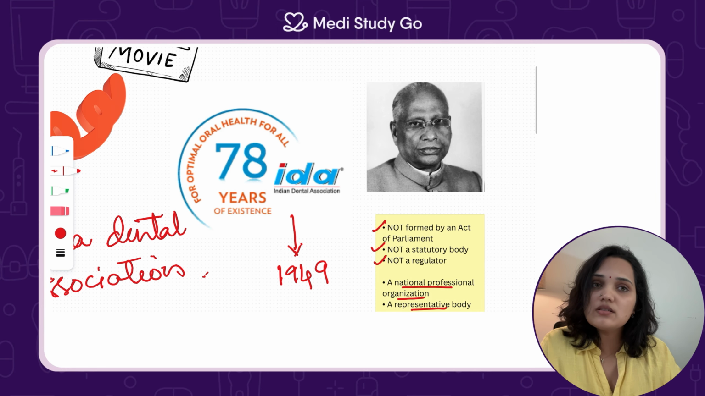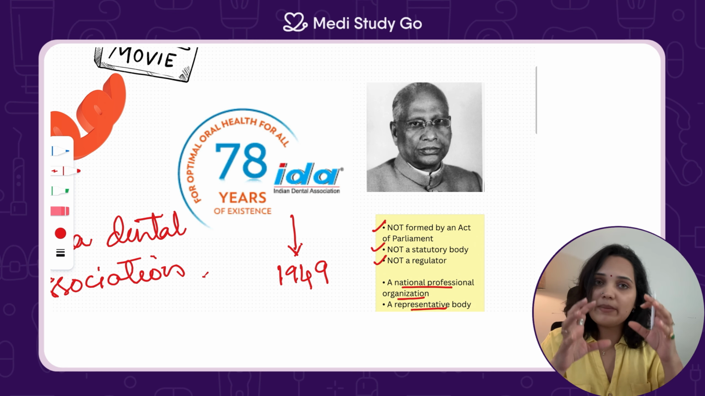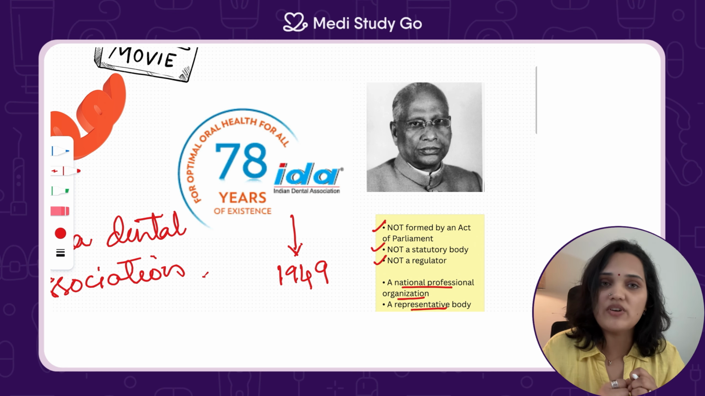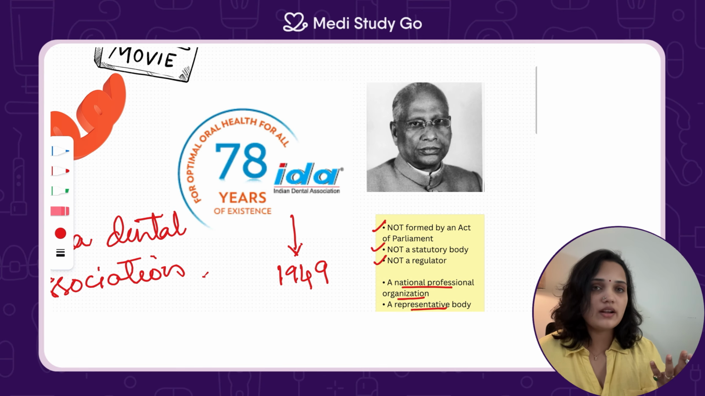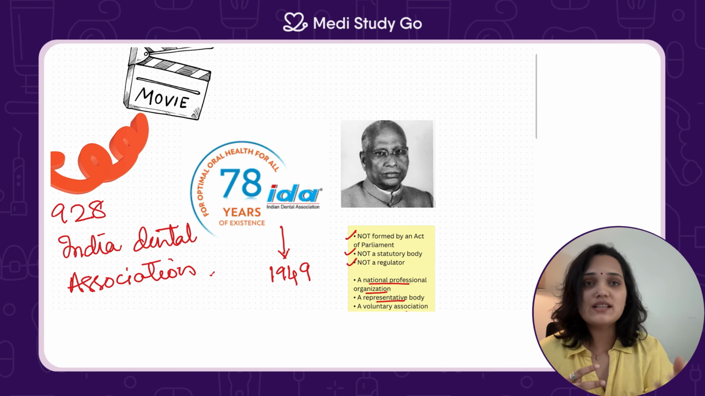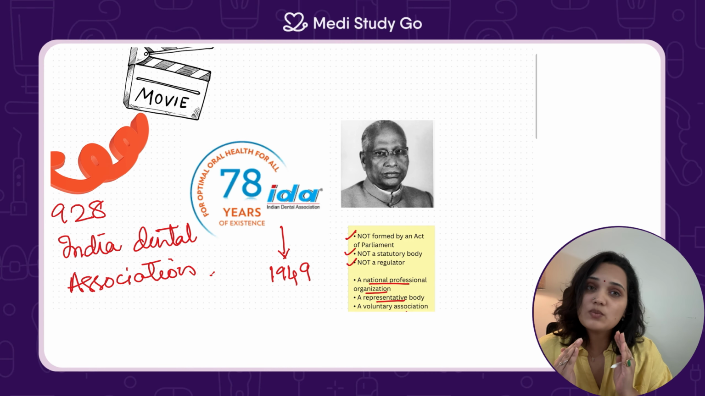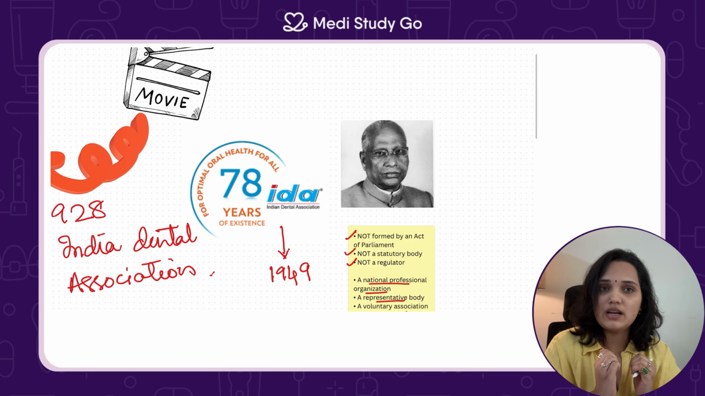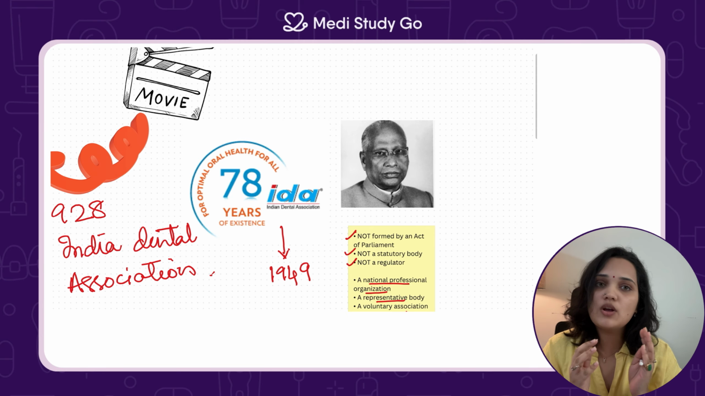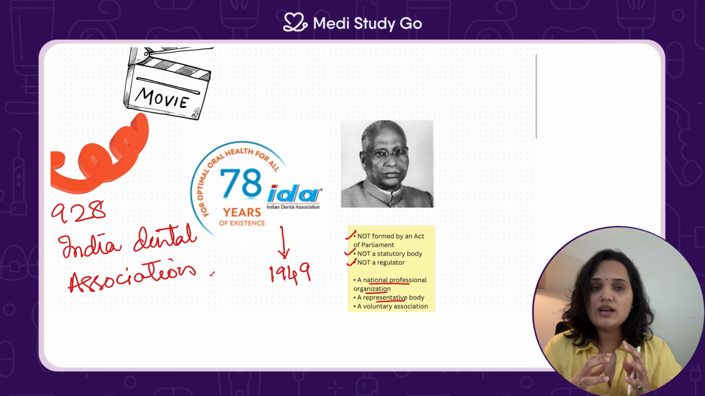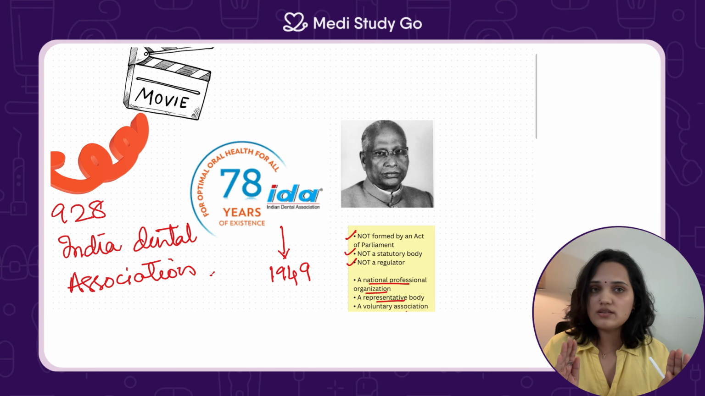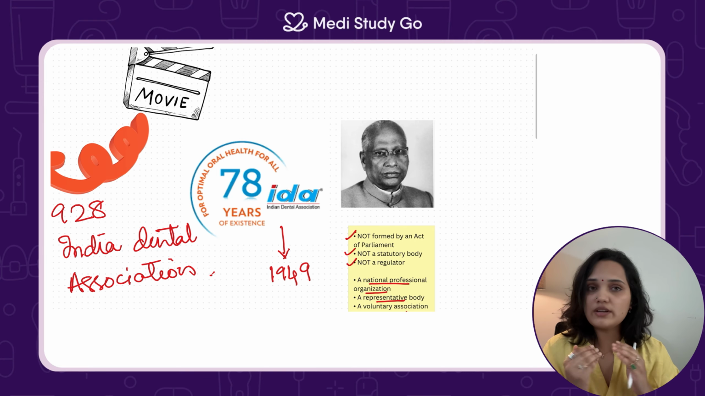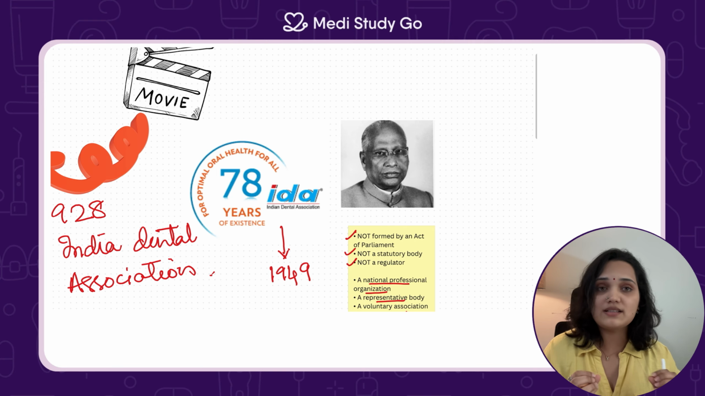Now, what is the role of this family elder in this house of ours? In our family analogy, again, IDA is not a police or a court or a licensing office. It is one respected elder. It's just a national professional organization which represents the body of dentists, and it's also a voluntary association. It is not a statutory authority, not a regulatory body, and not a licensing authority.